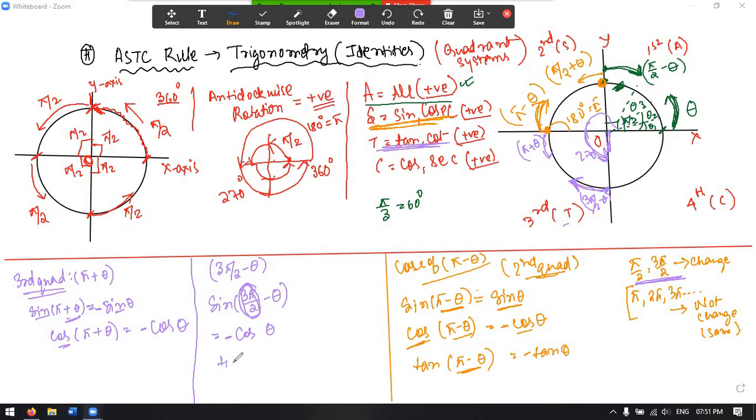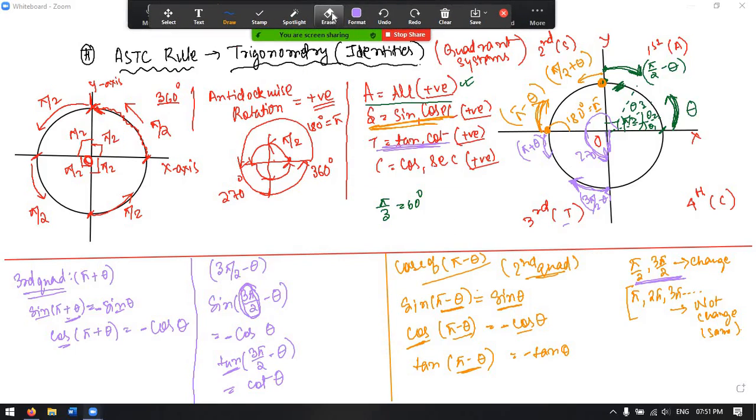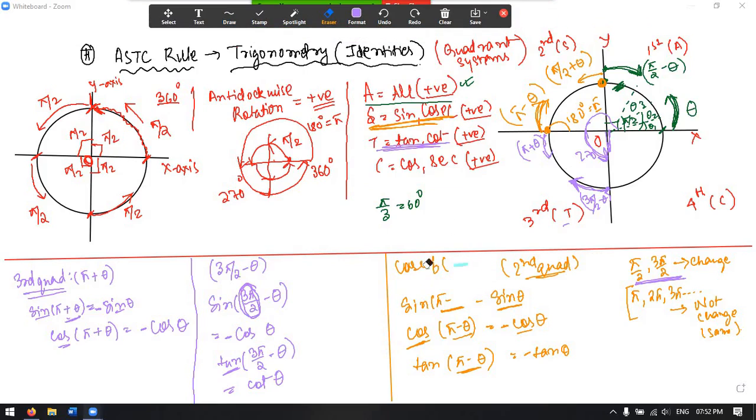Let's say tan of 3 pi by 2 minus theta. This will be cot of theta, and it will be positive, as in the third quadrant tan and cot are positive. Okay, so there is another way, which is not mentioned in the books.